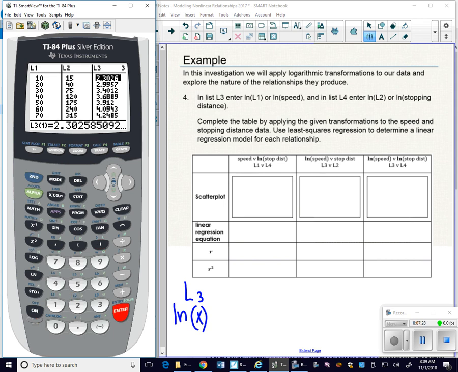And it's going to seem really ridiculous because you're thinking, what does that mean? The natural log of my speed? None of those numbers make any sense anymore. And that's okay for now.